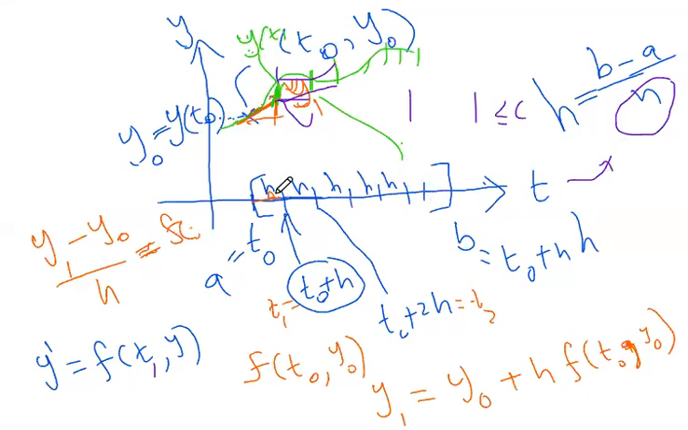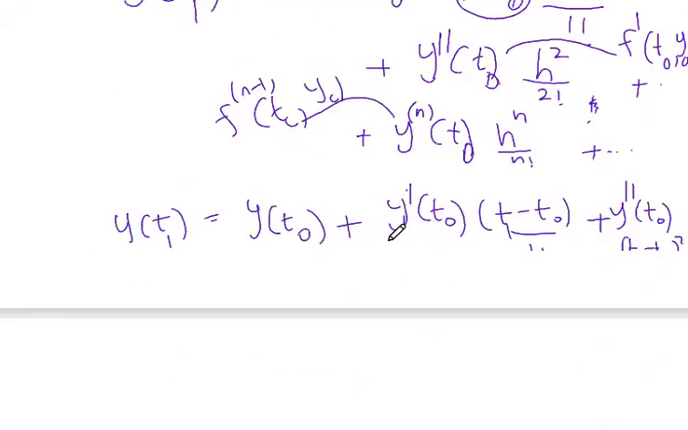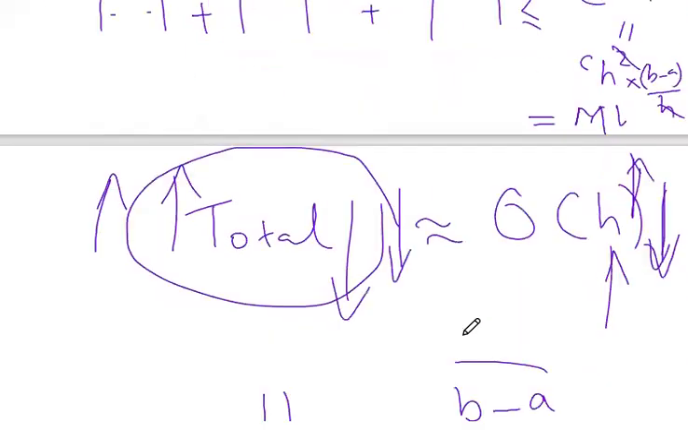It will increase. If you have many points in this interval, then the computational cost is going to increase. So if you need accuracy, you have to reduce the step size, but the computational cost will be increasing.